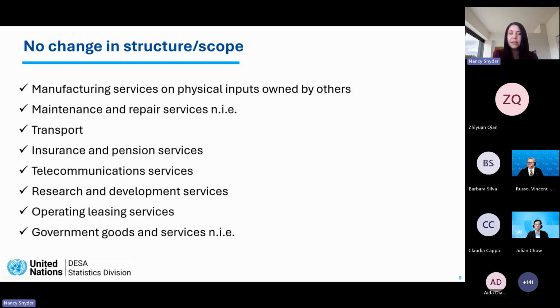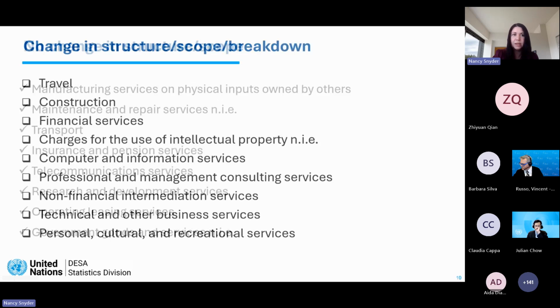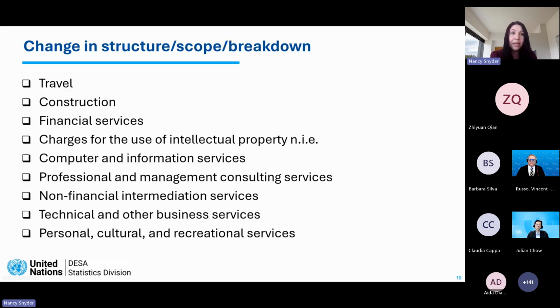Manufacturing services, maintenance and repair services, transport, insurance and pension, telecommunications services, research and development services, operating leasing, and government goods and services. So this helps align with the previous classification to the extent possible. But these are the items that do have some change in structure or scope, and additional breakdowns.